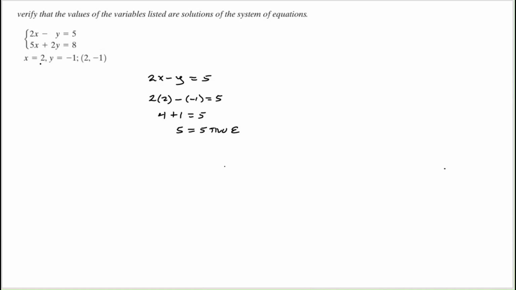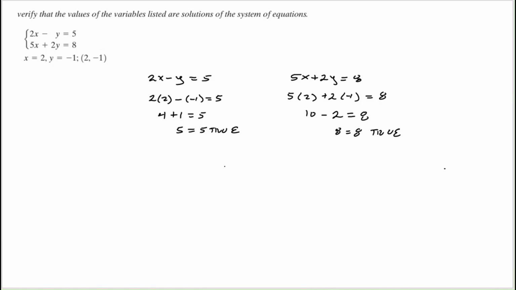This statement is true, so these two values, 2 and minus 1, for x and y, satisfy the first equation. Now, to be a solution of the system, they also have to satisfy the second equation, which is 5x plus 2y equals 8. So we substitute x by 2 and y by minus 1: 5 times 2 is 10, 2 times negative 1 is negative 2, so we get 8 equals 8, which is also a true statement.